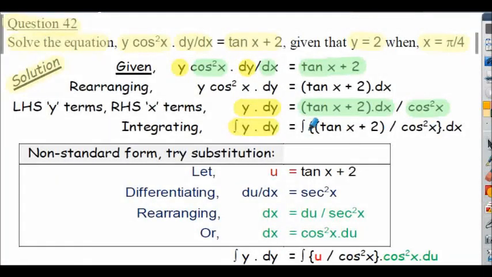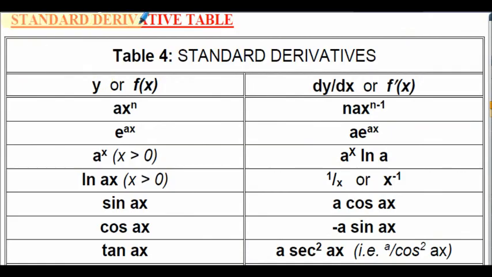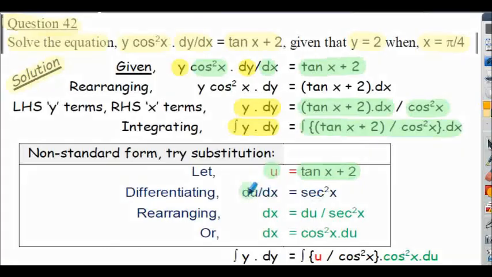But for the right hand side we will need to integrate using substitution. Our substitution in this case, u is equal to tan x plus 2. From our standard derivative table, differentiating tan ax becomes a sec squared ax. But notice the a in our case is actually 1, so differentiating tan x becomes sec squared x. So next line we have du/dx is equal to sec squared x. Differentiating the constant 2 of course disappears.